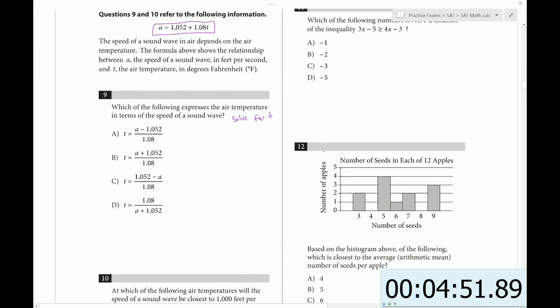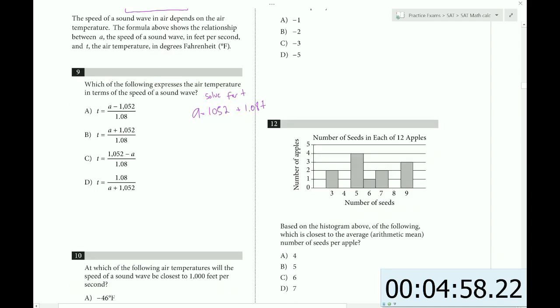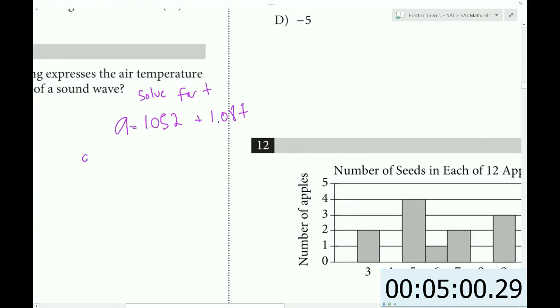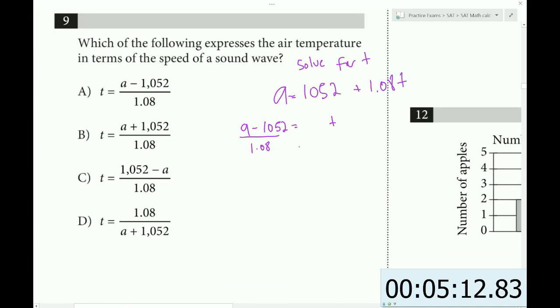Well, we've got A equals 1052 plus 1.08t. So to solve for t, the first step is to subtract the 1052 to the other side. Okay, and that's 1.08t. Then we'd have to divide by 1.08 on both sides. And that would give us the value of t. So that looks like choice A.